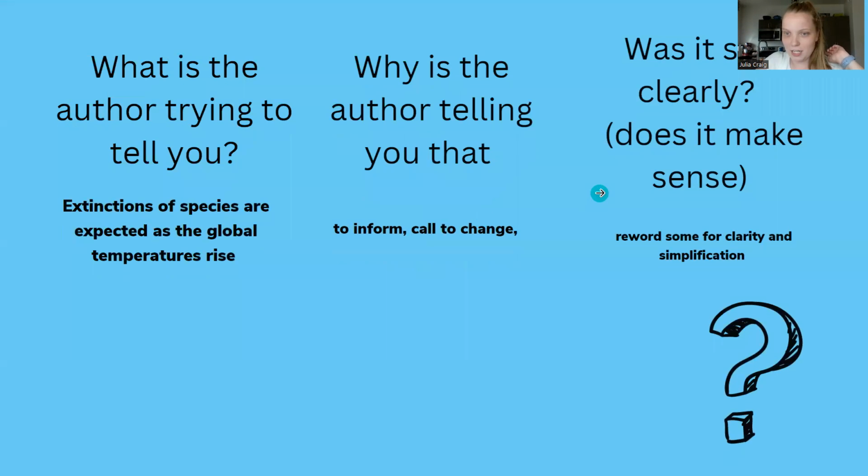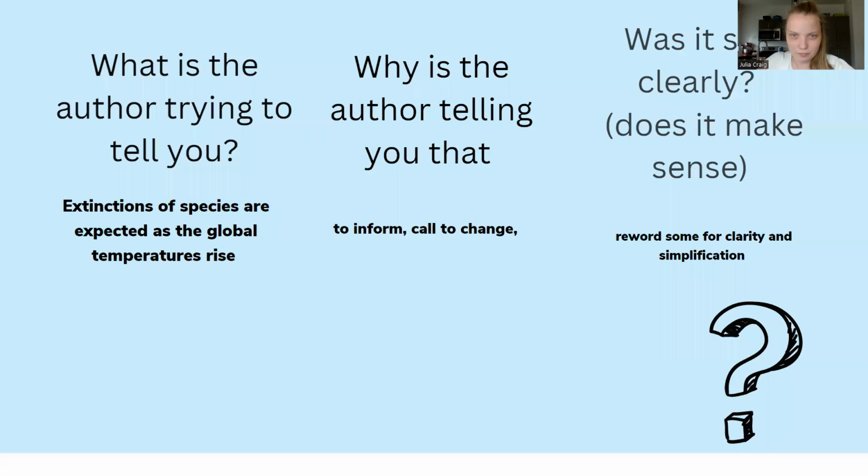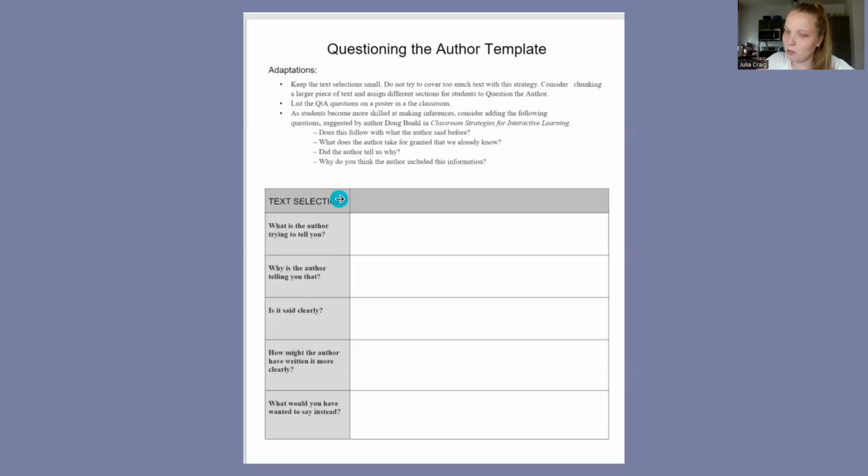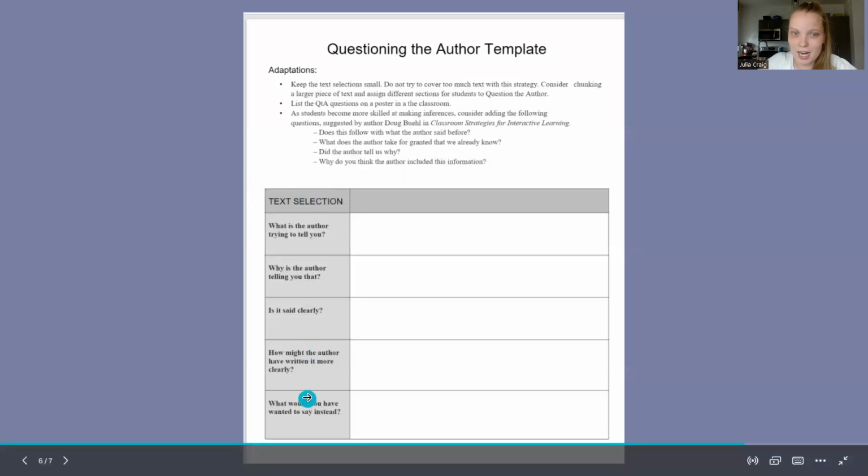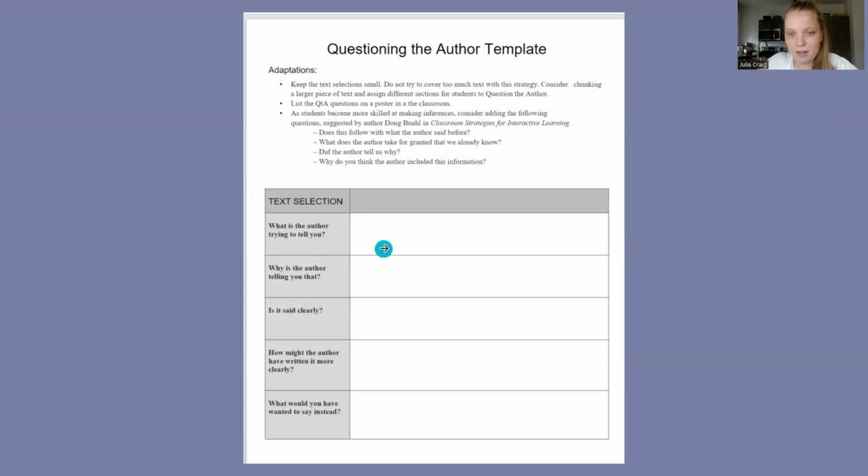And then I've summarized it here. I would say reword for some clarity and simplification. It takes a lot of time to break it down and restate in a way that makes sense to you and that you can understand. All right, this is just a simple template to use if you're going to use questioning the author in your class. We simply put some of the questions here on the side, and then we've given the students places to put their answers and their thinking.